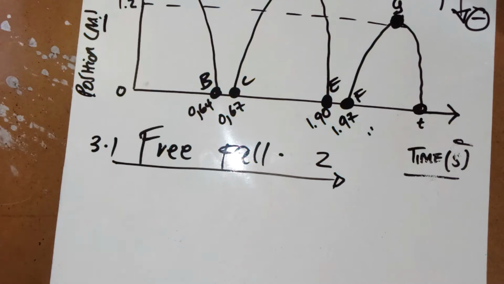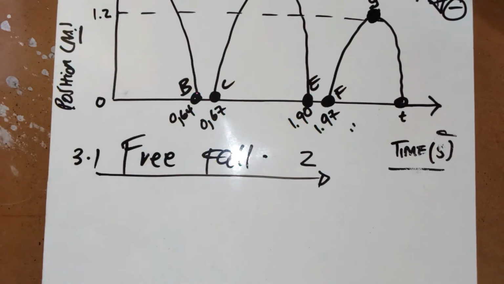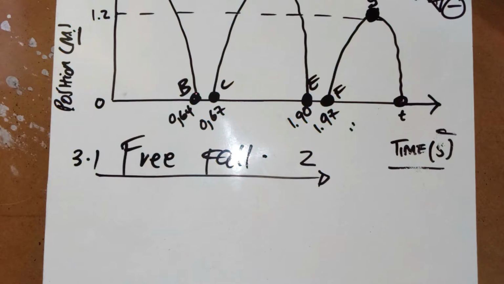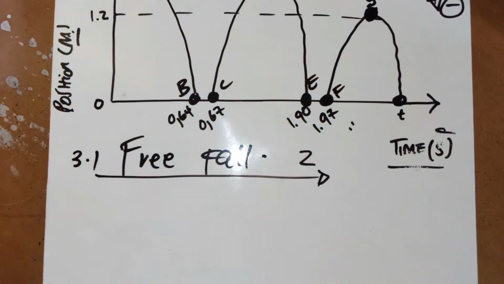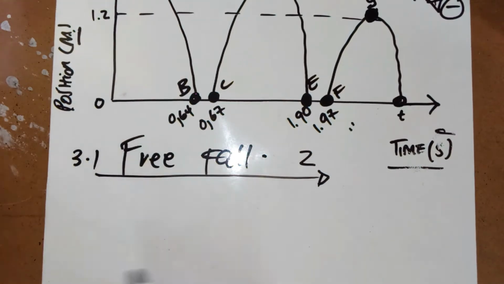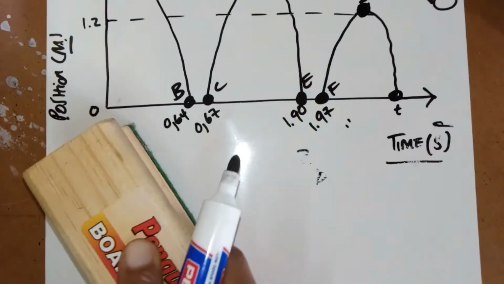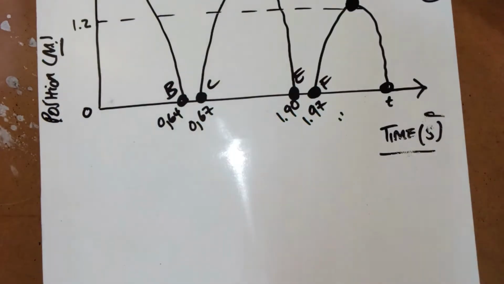The standard definition of free fall is the motion of an object under the influence of gravity or weight alone, or weight only. So it's the motion of an object under the influence of weight or gravity alone. Understand those definitions so that you can score those easy marks.